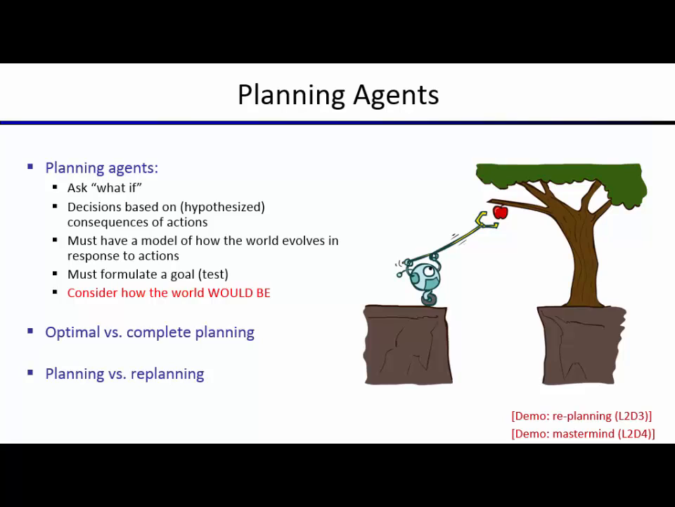Now, when we think of planning, there are a couple of properties planners can have. A planner could be optimal, which means that it finds the best solution to the problem that you're posed. For example, for eating the dots, it could be the solution that is the shortest path to eat all dots. A complete planner is a planner that, if a solution exists, it will find it. And then there's a distinction between planning and replanning, which we'll get to in this next demo here. But let's first take a look at an optimal planner.